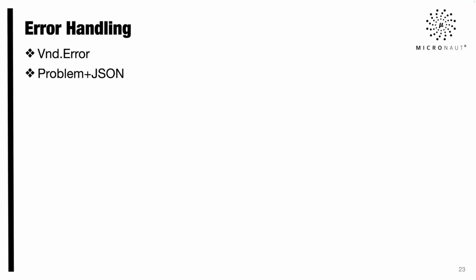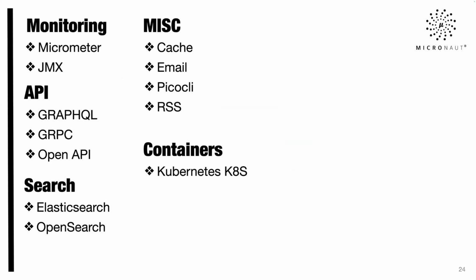In terms of error handling, again, we support a couple of standards. We support vnd.error as a way to describe errors in your API. This is the default. If you want to use something else, which I prefer, you can use Problem JSON by just adding an extra dependency. In terms of monitoring, we support things such as Micrometer, JMX. In search, we support OpenSearch, Elasticsearch, and we have a module for GraphQL.